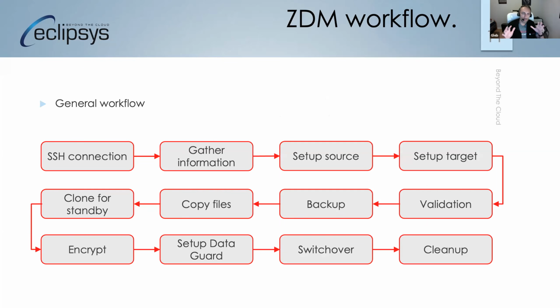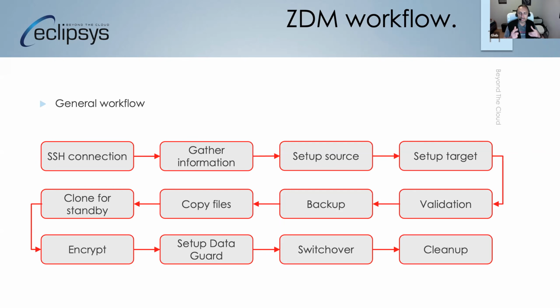The general workflow is ZDM setting up an SSH connection to source and target, gather information, set up source, set up target, validate all parameters, back up the source database, copy the files, run clone for standby on the destination site. During the clone for standby, it encrypts data files. So if your source database is not encrypted, your target will be automatically encrypted during the clone procedure.